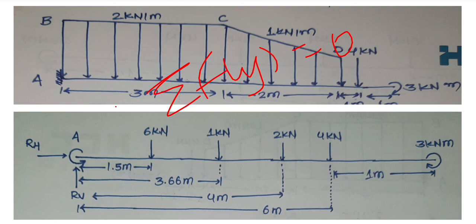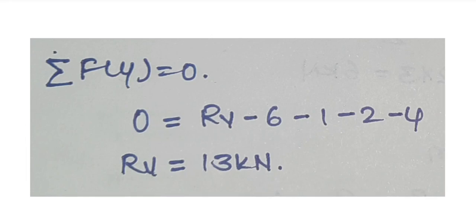Now we will take this RV positive, that is in the upward direction. It will be minus 6 kilonewton because it is in the downward direction. This is also minus 1 kilonewton, minus 2 kilonewton and minus 4 kilonewton. Summarizing all of it, we get RV equal to 13 kilonewton. So that's how a complex example on beams is solved.